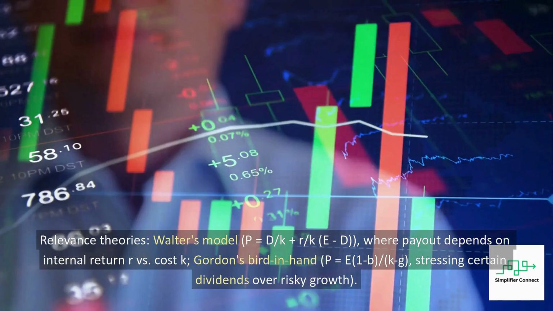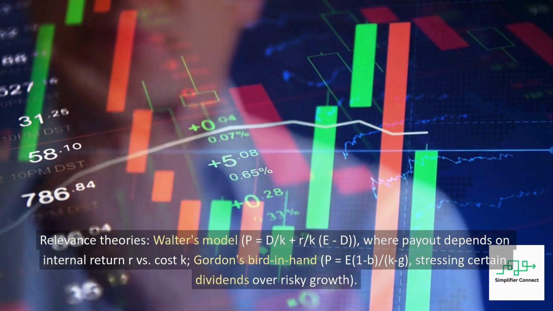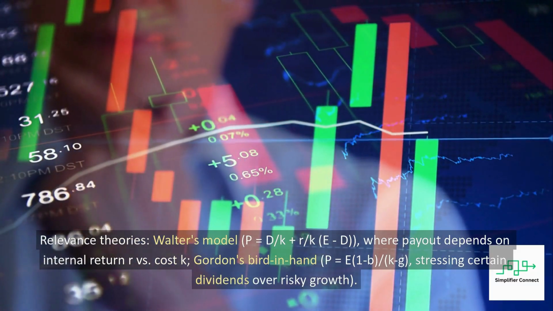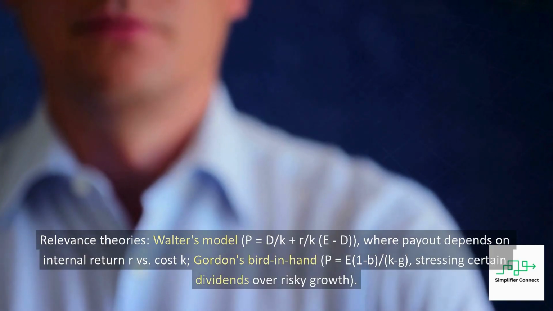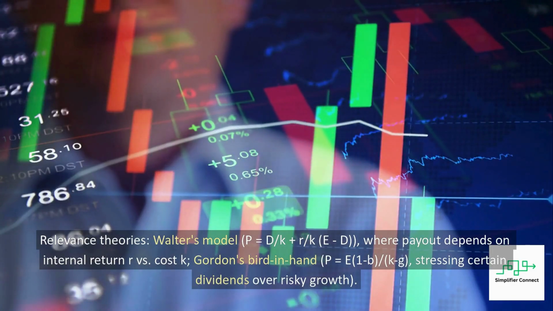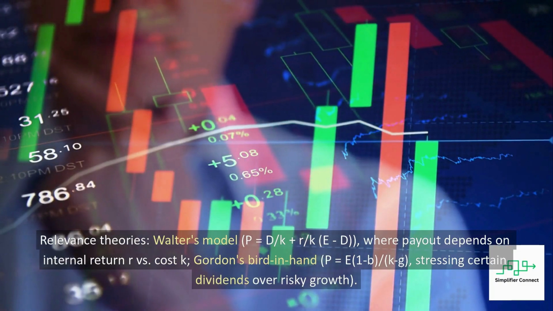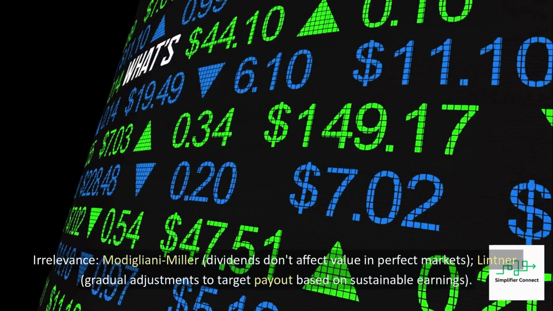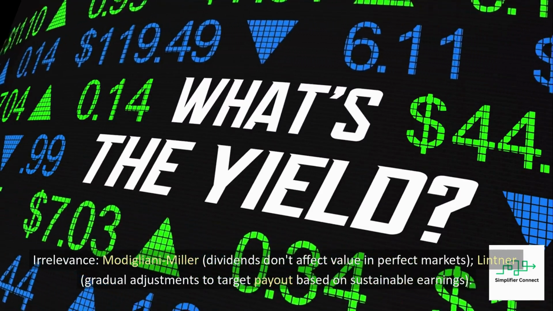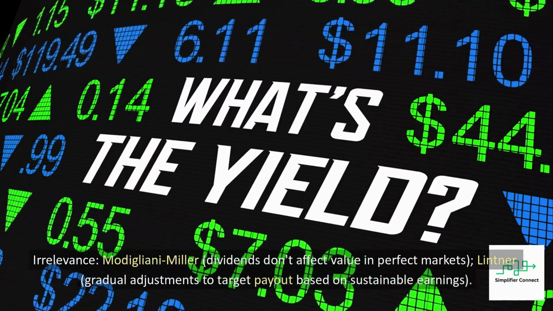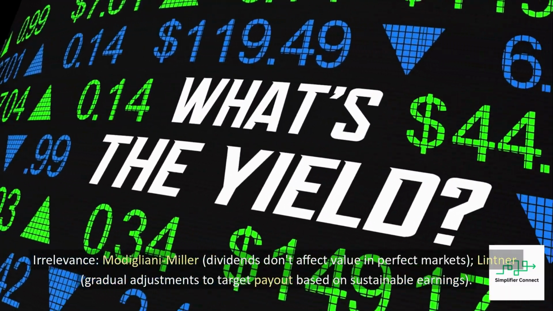Dividend policy theories. Relevance theories: Walter's model, P = (D + (R/K)(E - D)) / K, where payout depends on internal return R versus cost K. Gordon's bird in hand, P = E1(1 - b) / (K - g), stressing certain dividends over risky growth. Irrelevance: Modigliani-Miller, dividends don't affect value in perfect markets. Lintner: gradual adjustments to target payout based on sustainable earnings.